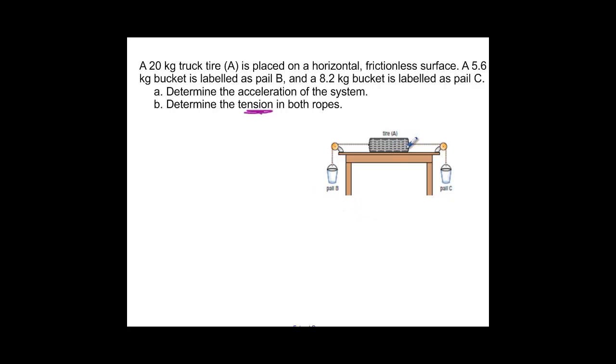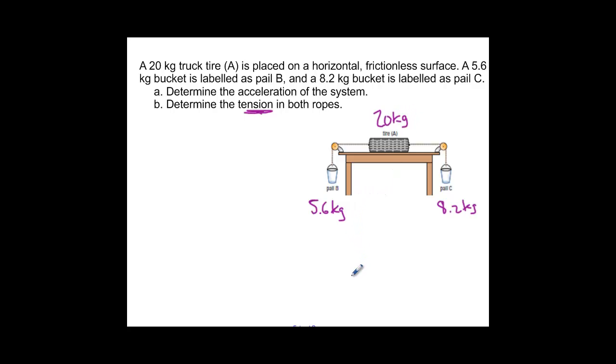You've got a truck tire, and it's placed on a frictionless surface. So we're going to take friction out of this example here. There is a bucket right here that is 5.6 kilograms. And there is a bucket right here that is 8.2 kilograms. And in the middle, there is a tire. And I did give you the mass of the tire. It's 20 kilograms.